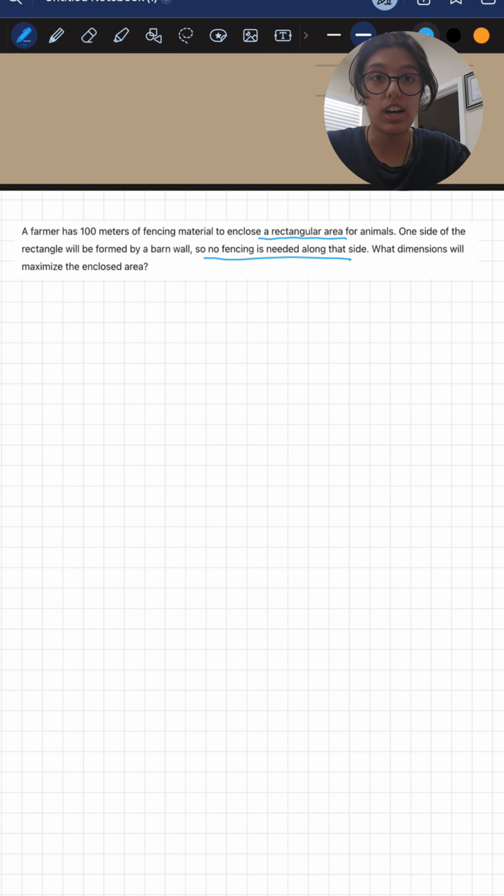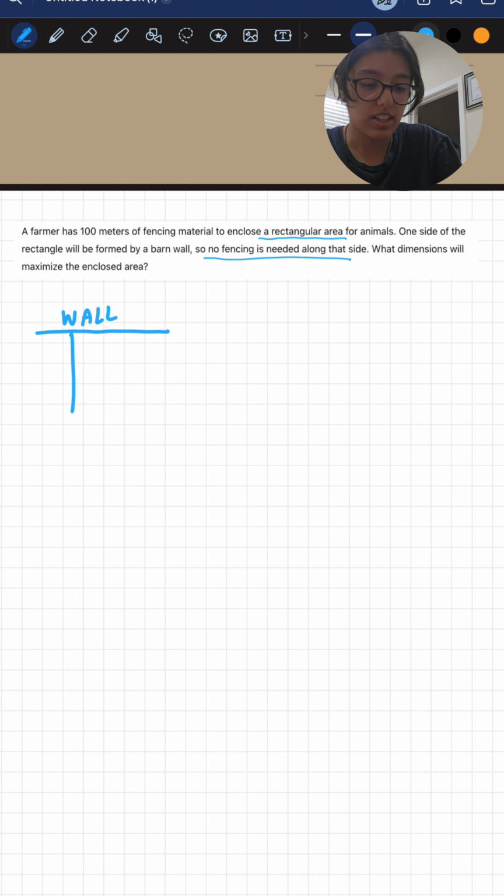So first, let's draw a diagram. I see that the question talks about a wall. Let's assume this is the wall, and there's a rectangular area. Let's give this dimensions. So let me redraw that. This is x and this is y.